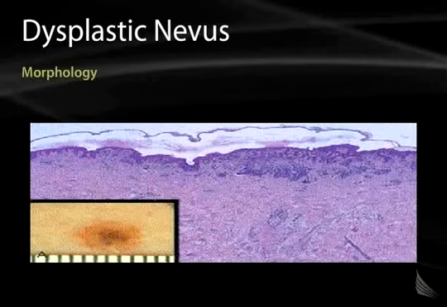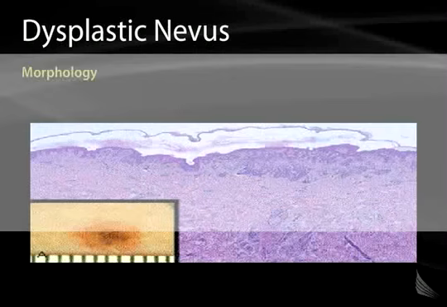Here we see an example of a dysplastic nevus. In the inset, we see the clinical atypia as comprised by the ABCDs. In the photomicrograph, we notice architectural and cytologic atypia. Cytologic atypia is characterized by pleomorphism, hyperchromasia, and irregular nuclear contour. Architectural disorder is comprised of fibrosis, bridging between nests, and a chronic inflammatory infiltrate.